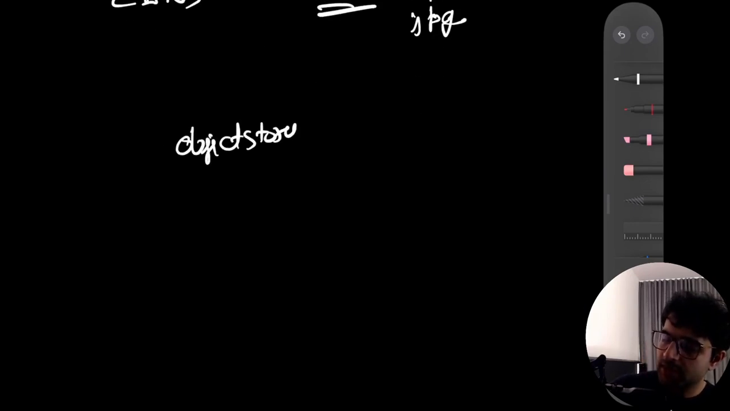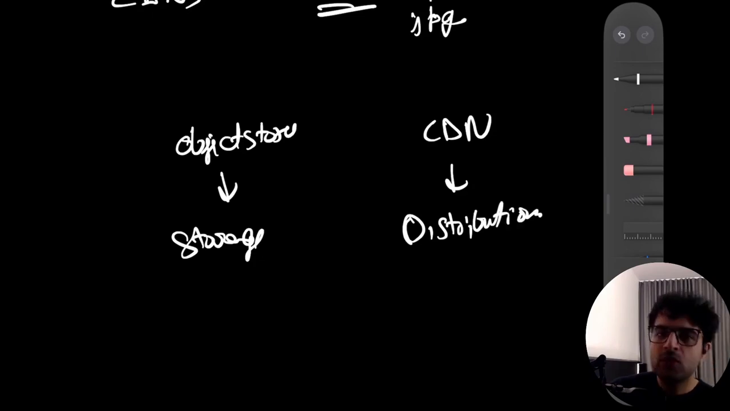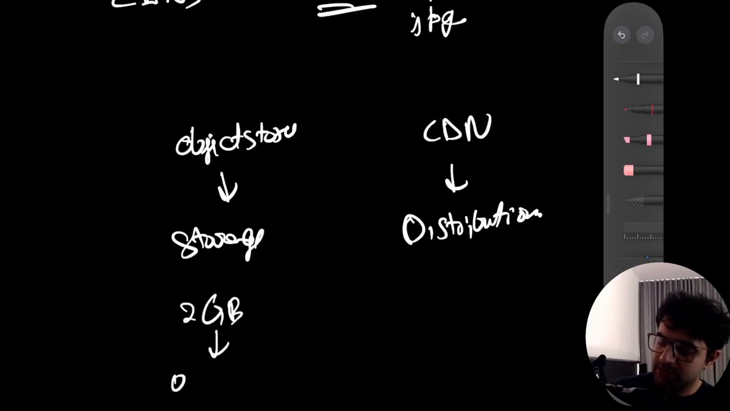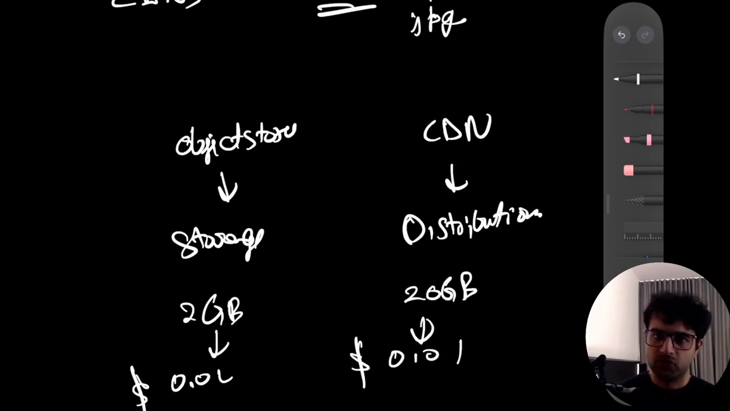You also need a CDN. This is used for storage. This is used for distribution. You are charged for both of them. If you put a 2 GB file in AWS, it will charge you something, let's say $0.02 per month. If 100 people visit it, that means 20 GB of bandwidth was consumed. Then you will be charged something else, like $0.01 for distribution.